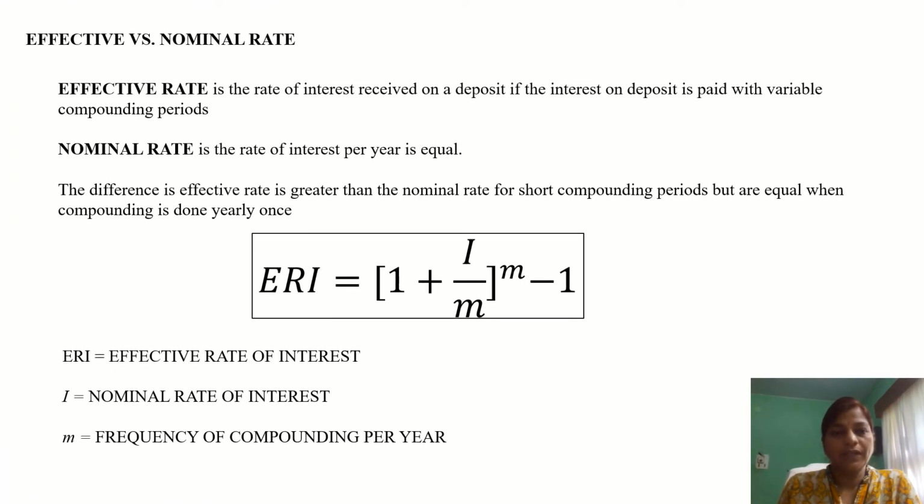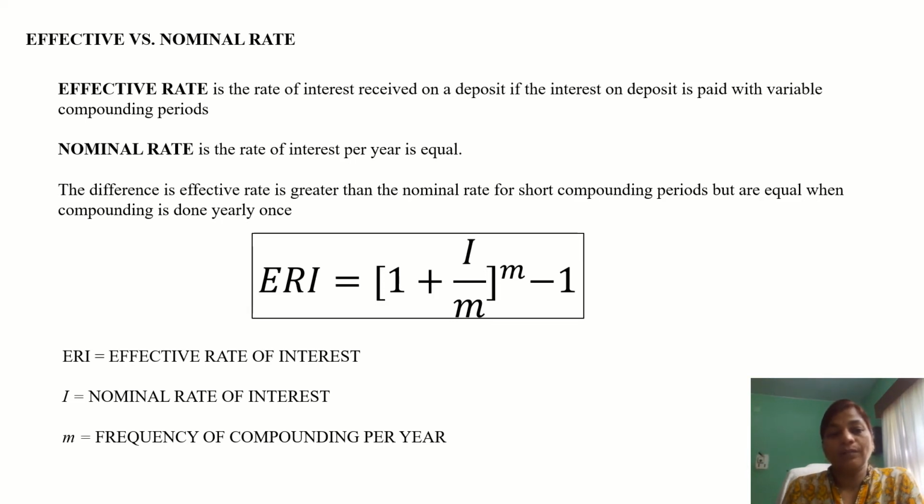Effective versus nominal rate. So what is the effective rate? It is the rate of interest received on a deposit if the interest on the deposit is paid with variable compounding periods. So effective rate means the compounding period is different and the rate of interest is also different. For this you can take the example of fixed deposits given by banks, where the compounding period is different, that is 30 days, 45 days, 90 days, and the rate of interest also varies according to the period.